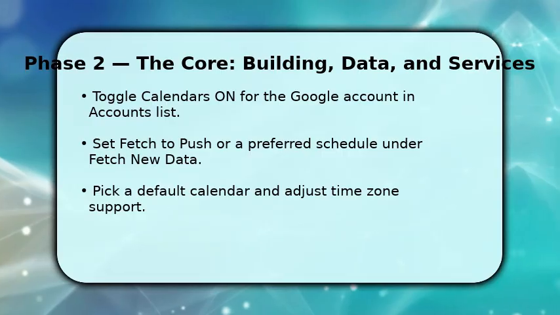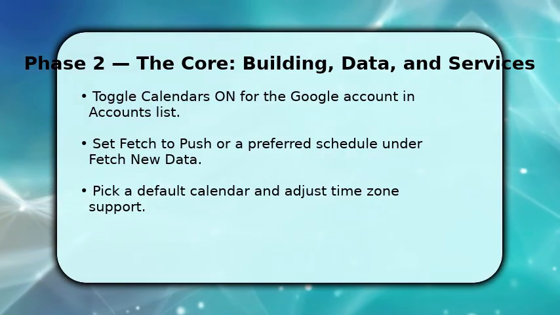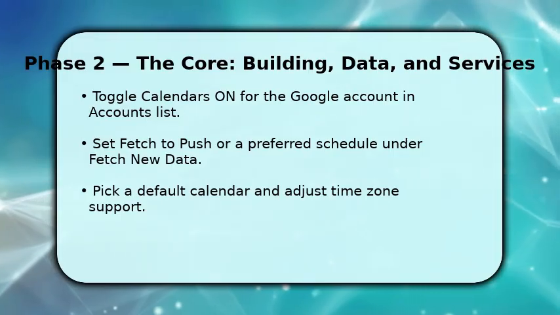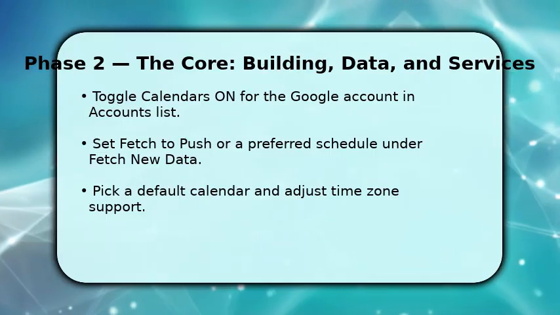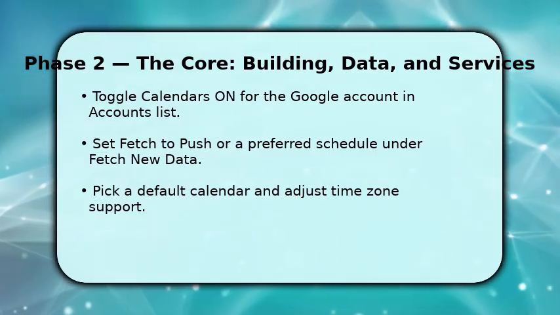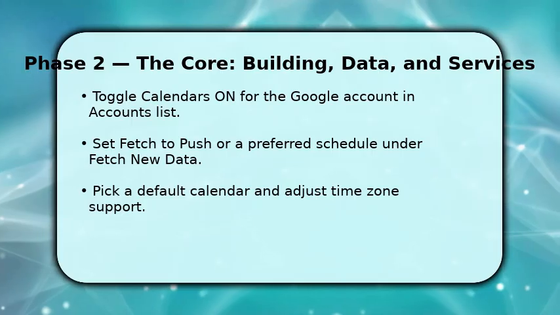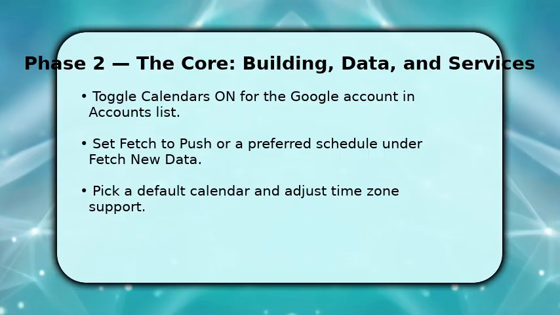Next, go to Settings, right arrow Mail, right arrow Accounts, right arrow Fetch New Data, and pick Push or a fetch interval that matches how fast you need updates. Push gives near-instant sync. Also choose a default calendar for new events and enable time zone support to keep event times accurate when you travel, because inconsistent settings often cause apparent missing events.